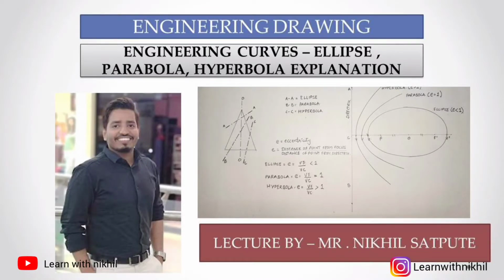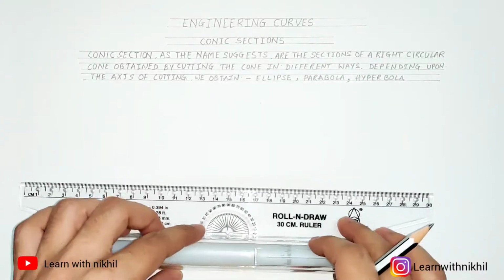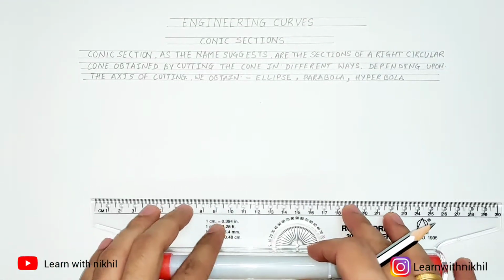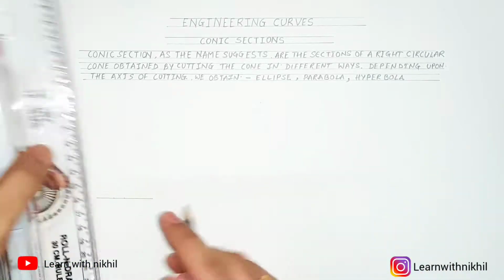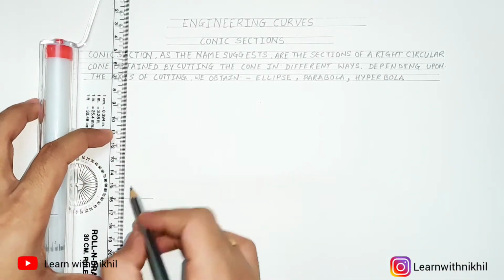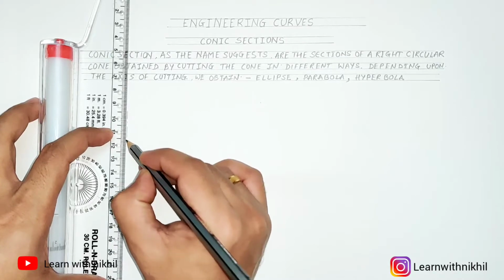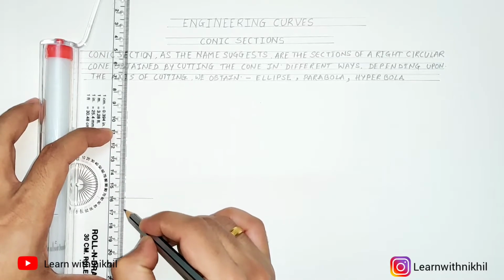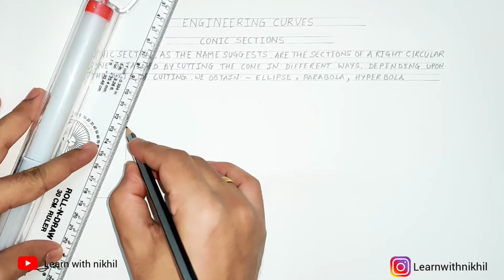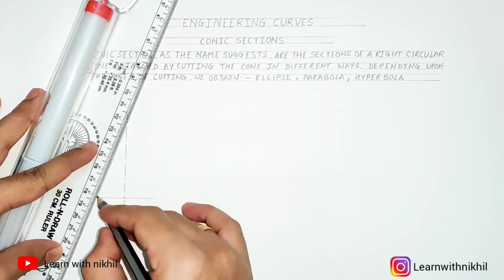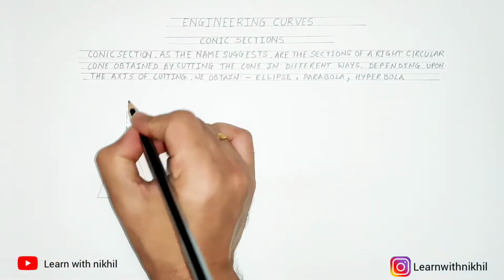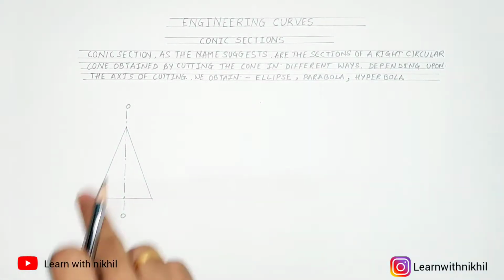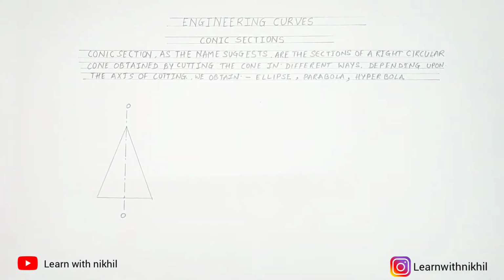In this lecture we will understand the basic engineering curves like ellipse, parabola and hyperbola. The definition of conic section says that if a cone is cut in a specific way, depending upon the axis through which it is cut, we obtain ellipse, parabola and hyperbola. Here I have drawn the front view of the cone, that is the two-dimensional view of the cone, and the two-dimensional view of a cone is nothing but a triangle.